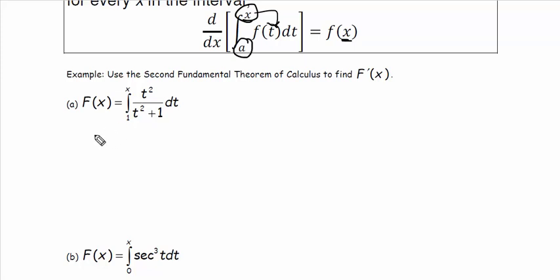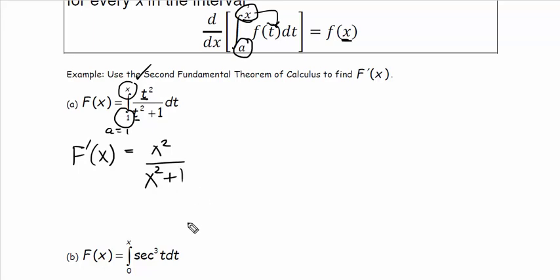So use the second fundamental theorem of calculus to find f prime of x. So f of x is the integral from 1 to x. See how this is 1 to x? So a is equal to 1 and x is still just x, of t squared over t squared plus 1 dt. So f prime of x is literally going to be just substituting the x in for these t. So x squared over x squared plus 1.